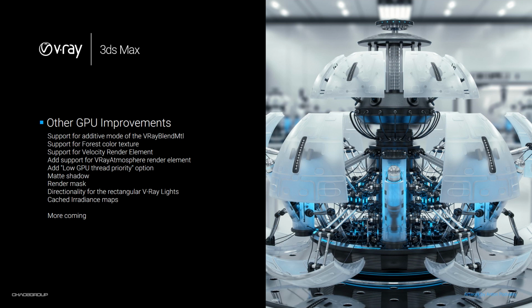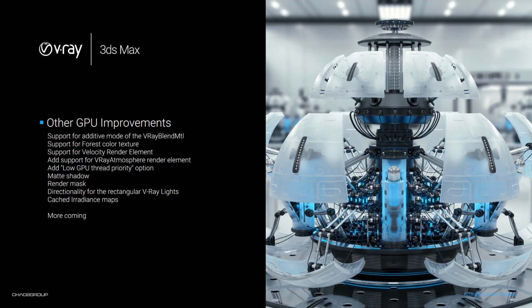We have also added the option called low GPU thread priority. When we use one GPU for rendering and at the same time for the display, it is normal that sometimes the navigation in the viewport slows down. Using the low GPU thread priority option will now help you to have a more responsive viewport.